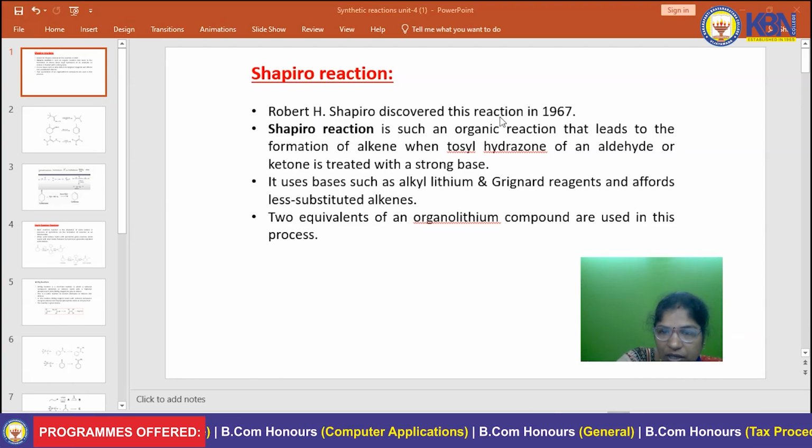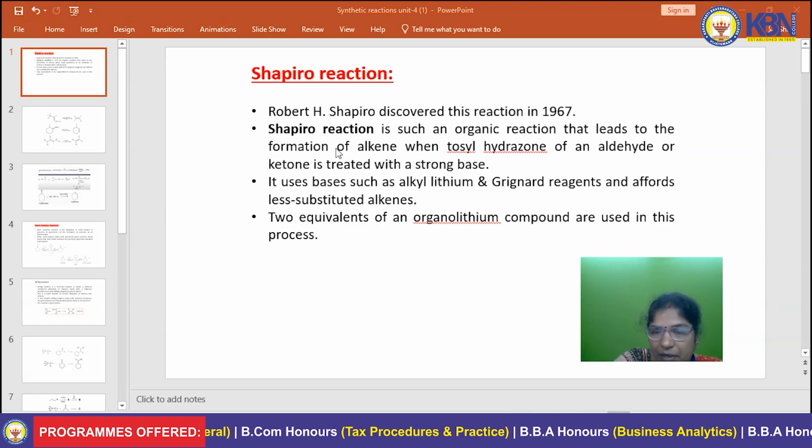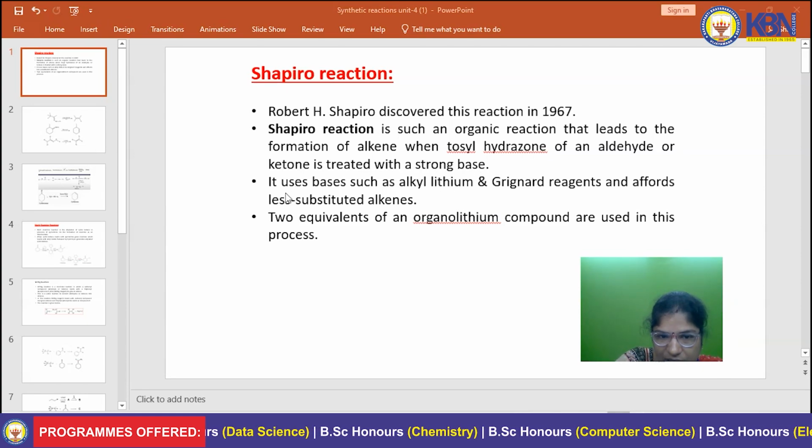The Shapiro reaction is an organic reaction mainly used for the preparation of alkenes. We treat tosyl hydrazones, derived from carbonyl compounds, either aldehydes or ketones, with a strong base, which gives simple alkenes. It can be used with alkyl lithium and Grignard reagents to give regioselectively substituted alkenes.